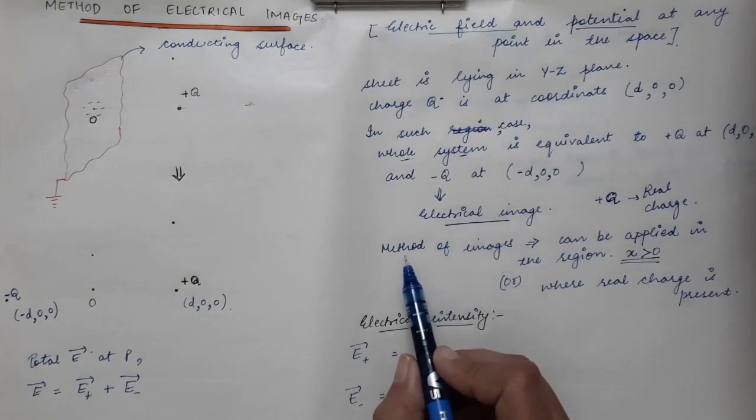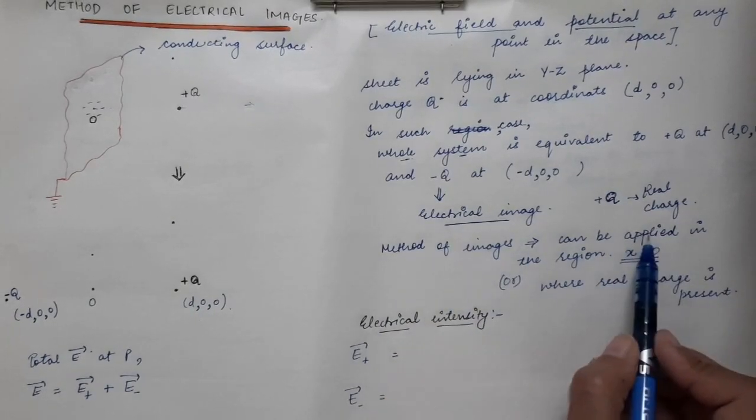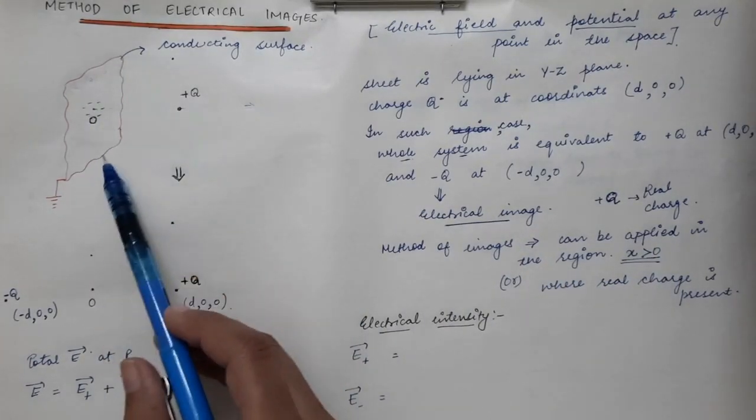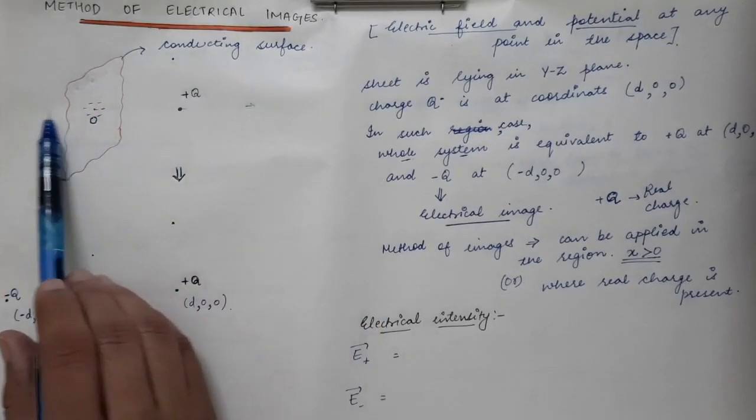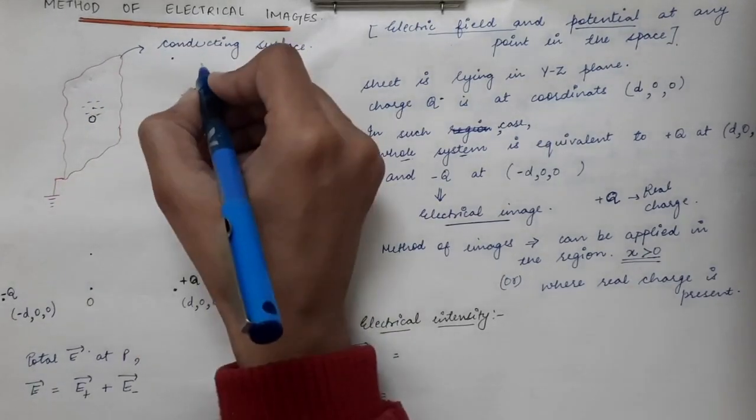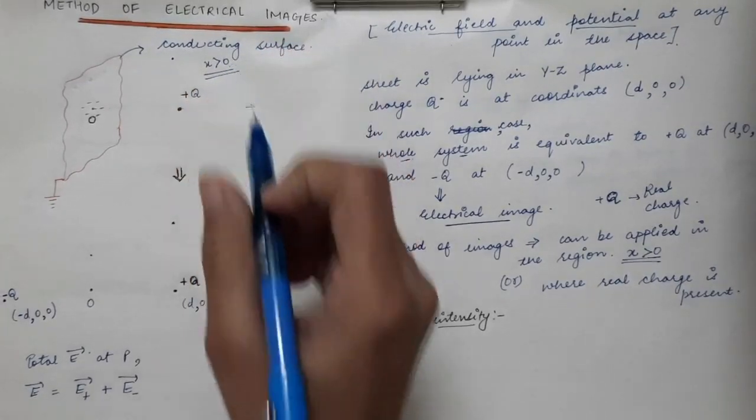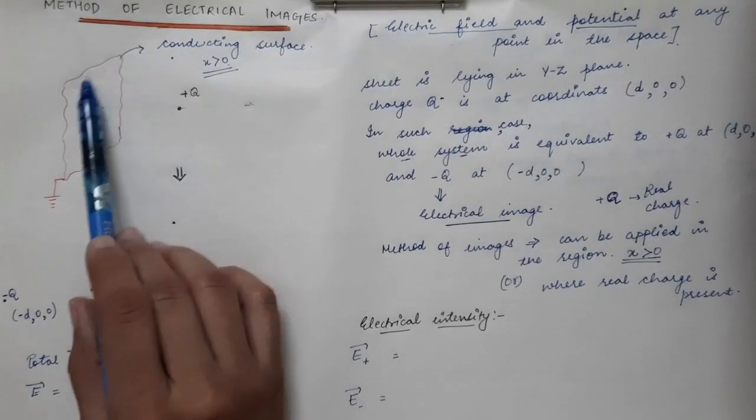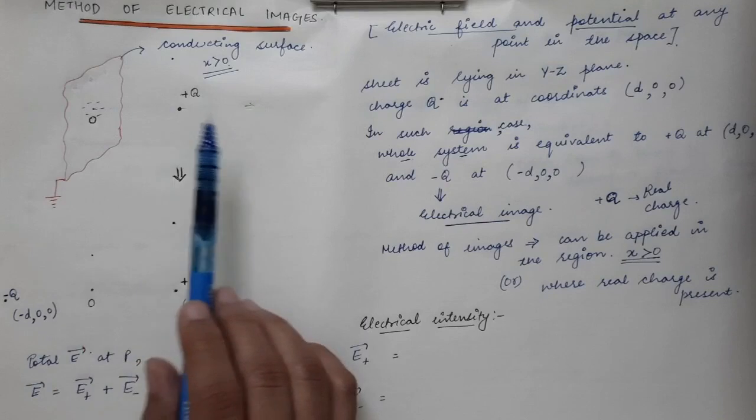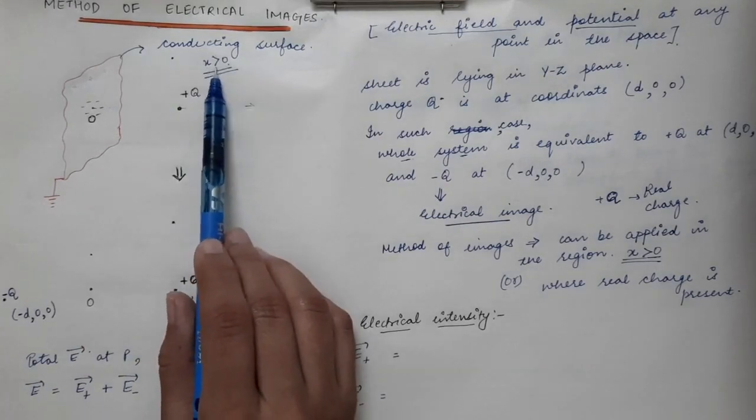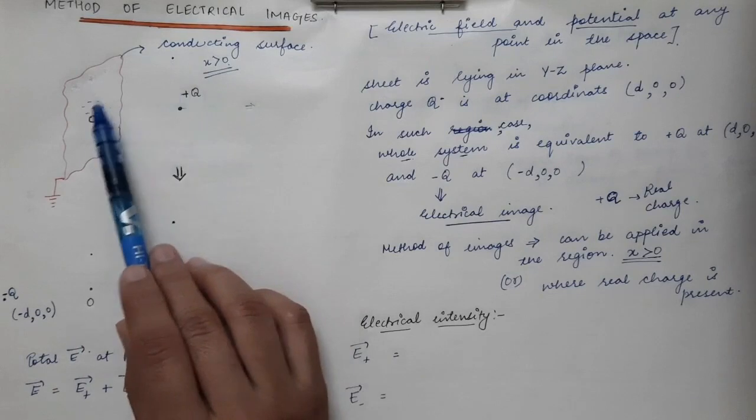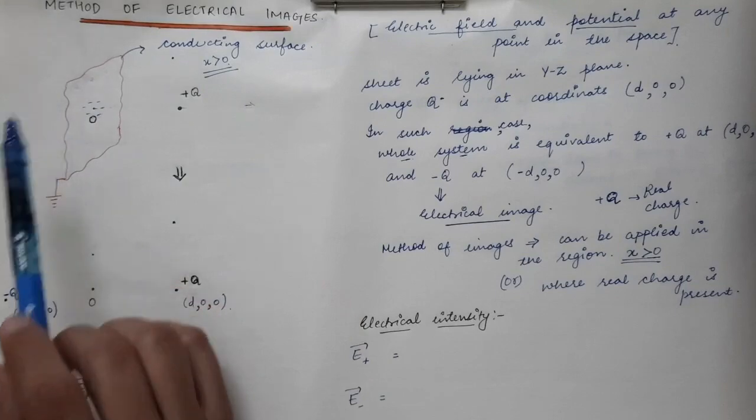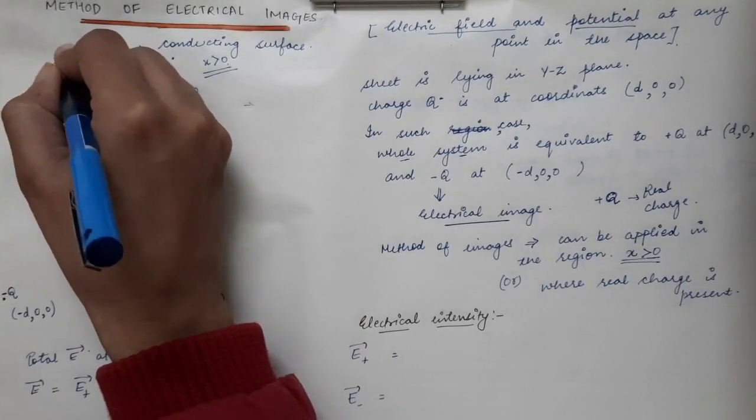And also keep in mind that the method of images is applied only in the region where plus q charge is placed. So this is the YZ plane, this is the x-axis and this is the negative x-axis. So this region is the region of x greater than 0. So this whole region on the right hand side of the conducting sheet, because this conducting sheet is infinite. Any point on the right hand side of the sheet will have x greater than 0 and any point on the left hand side of the sheet will have x less than 0.